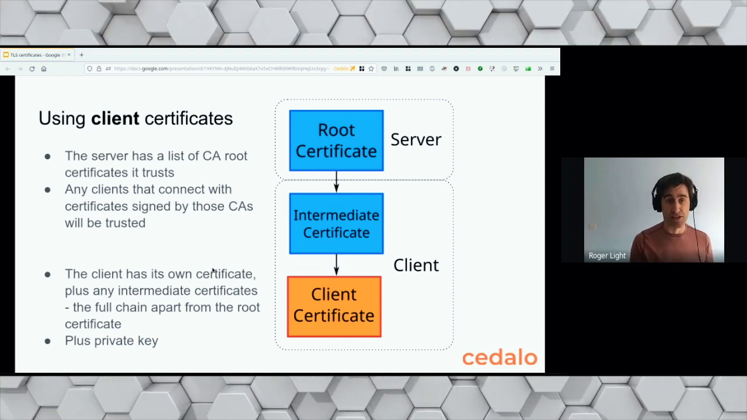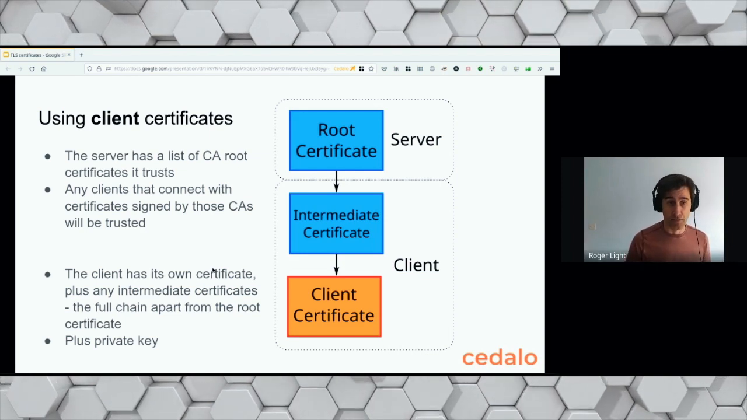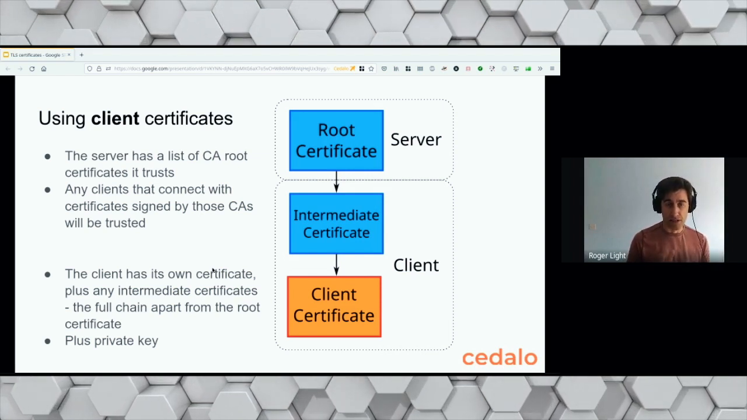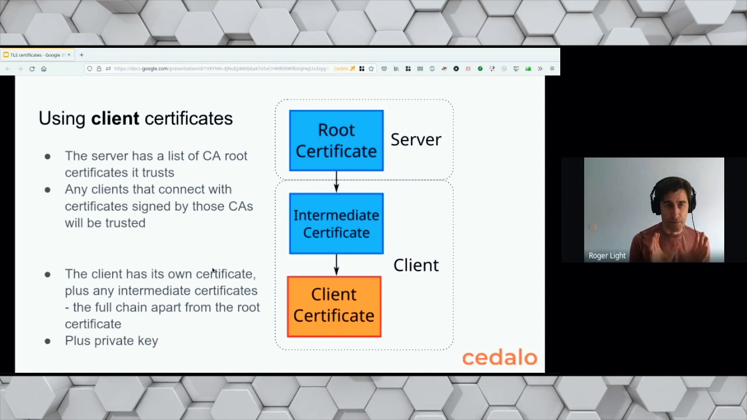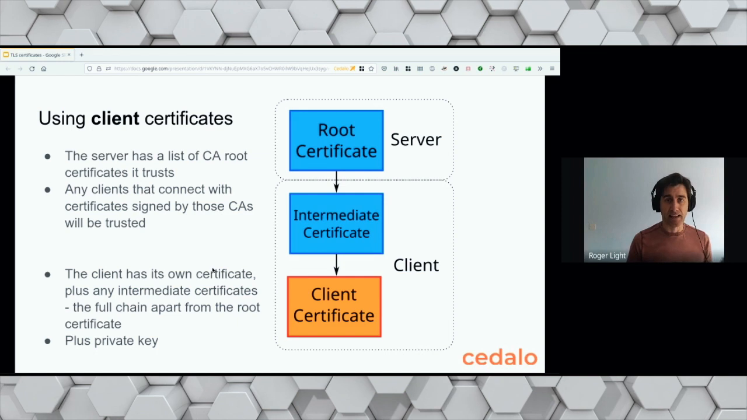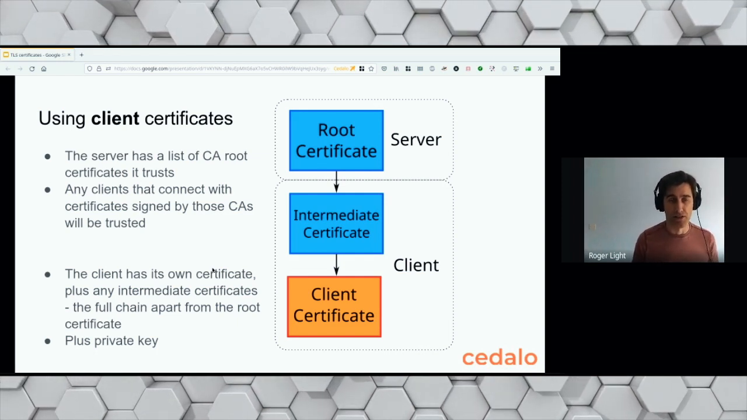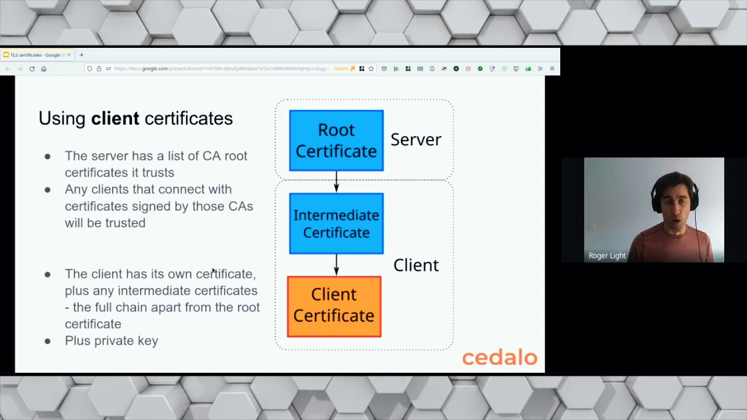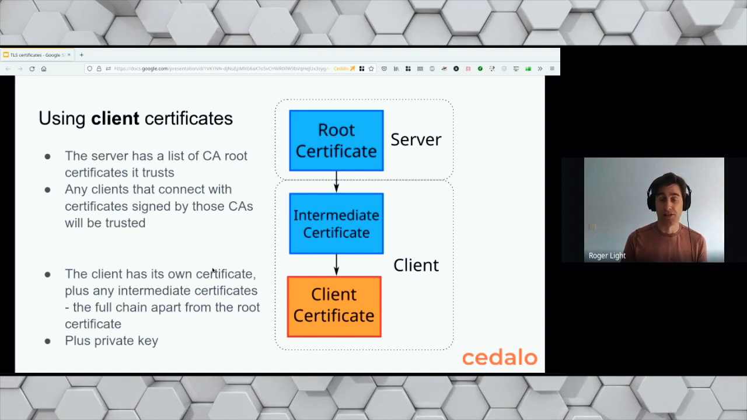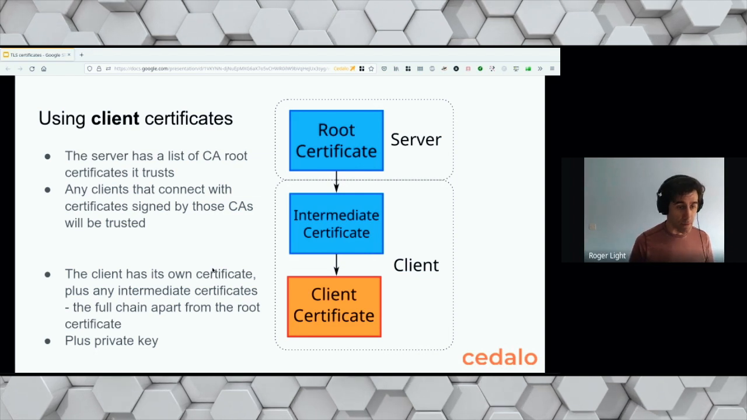So the server has its own root certificate that it trusts. The client has its certificate and any intermediates. The client also has its private key. I think this is really quite a critical point here, that this is exactly the same process on both sides, whether you're going from the server to the client or from the client to the server. Everything works the same way, but also those two root certificates, those client certificates, compared to the server ones, can be completely unrelated. It's a really important distinction there.